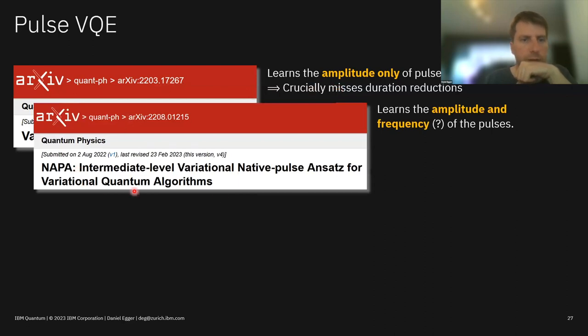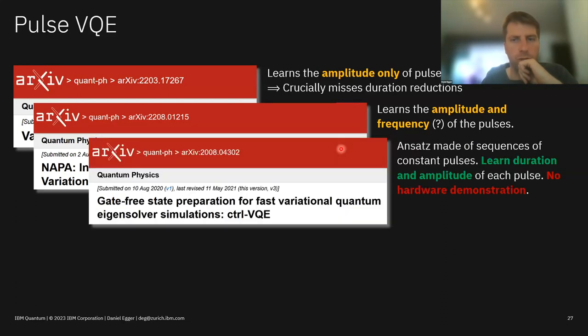In another related paper, the authors showed a variational ansatz using pulses, where the amplitude and the frequency of the pulses was made variational. So here I found it a little bit strange that the authors parameterized the frequency, but they showed gains as well here. So I think that overall this was a nice contribution.